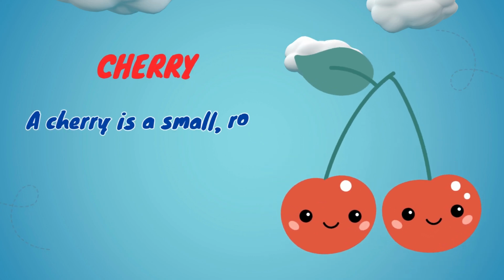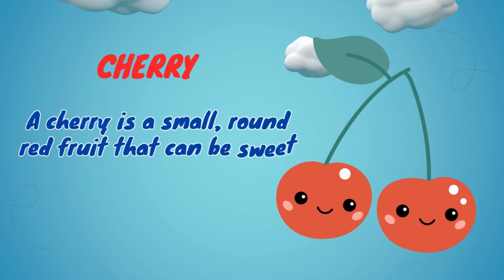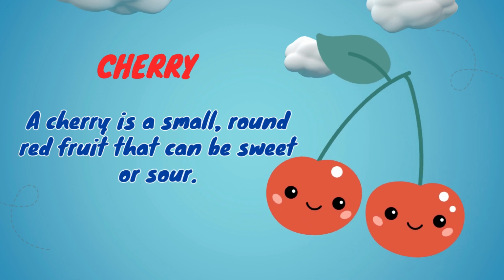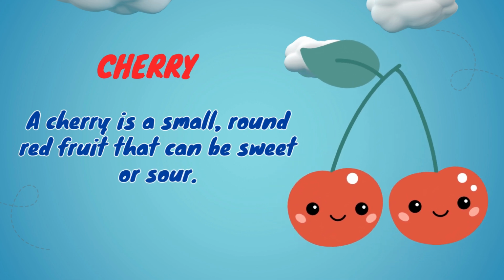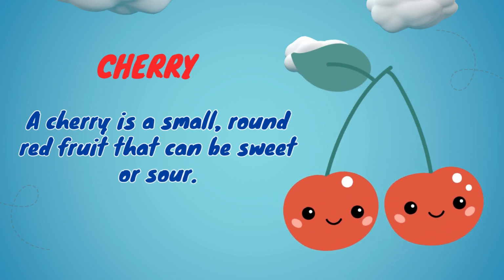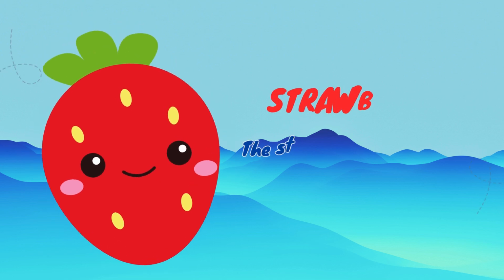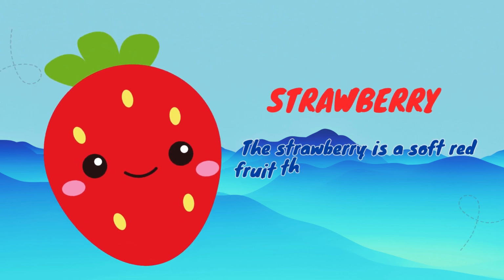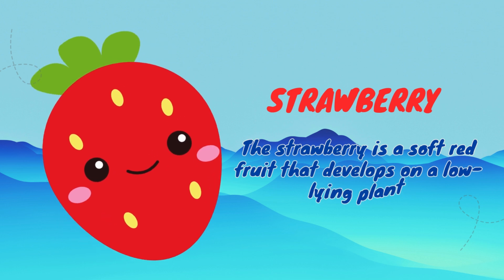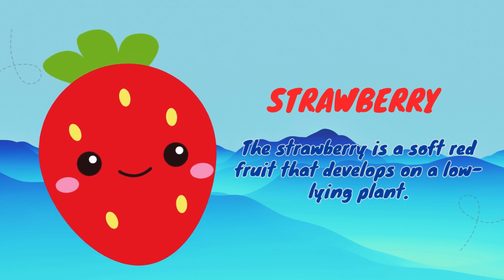Cherry. A cherry is a small, round, red fruit that can be sweet or sour. Strawberry. The strawberry is a soft red fruit that develops on a low-lying plant.